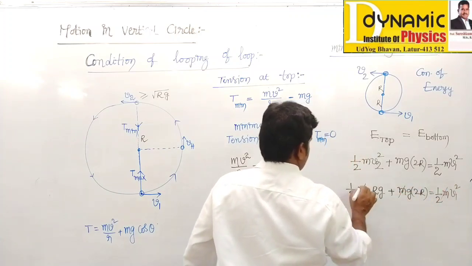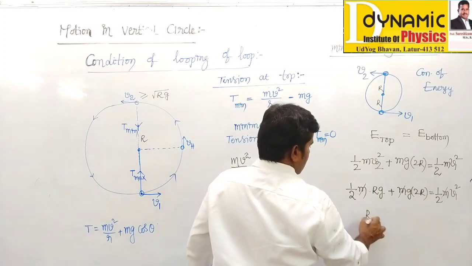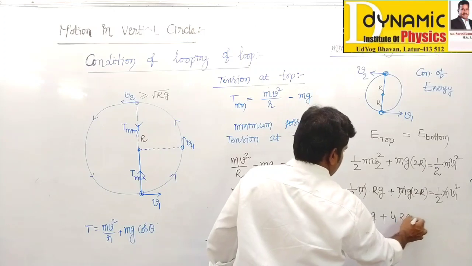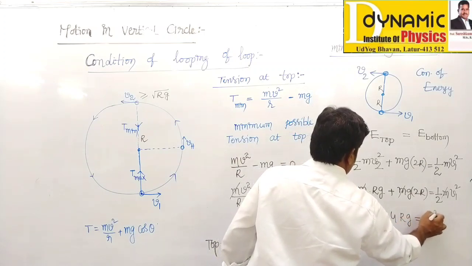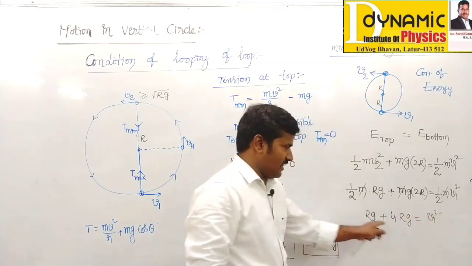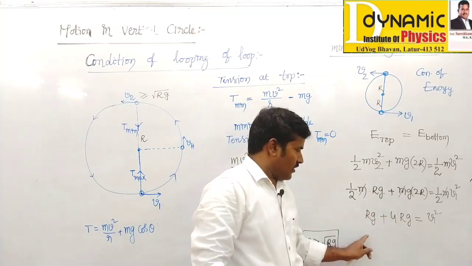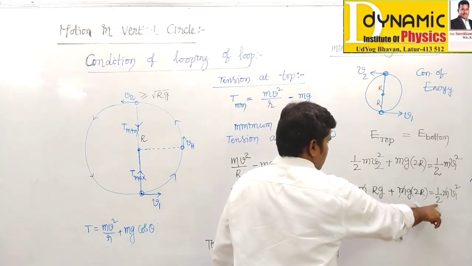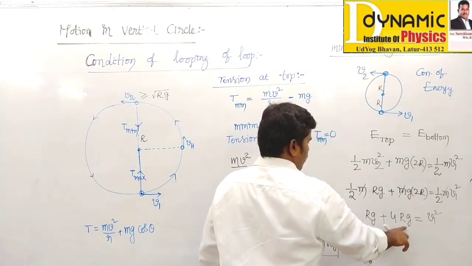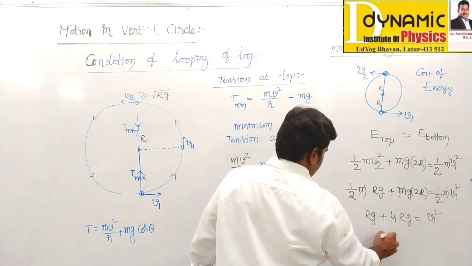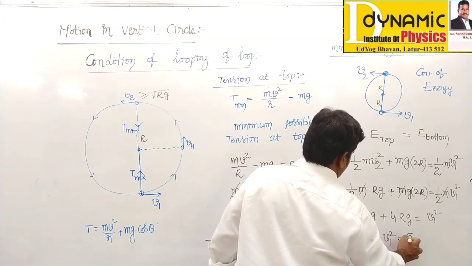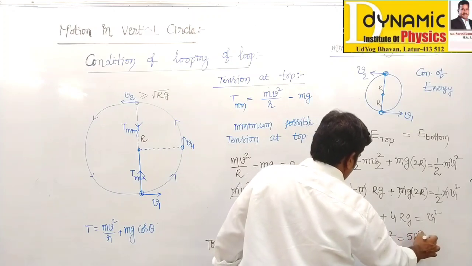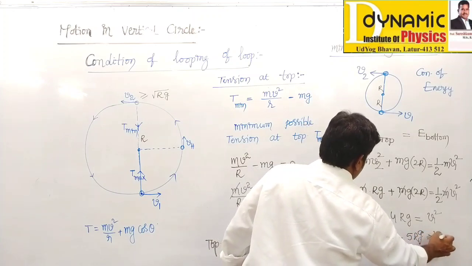After cancelling m, we have rg plus 2rg, which gives 4rg wait, multiplying by 2 the 2 is cancelled, so v1 square equals 5rg. Therefore v1 equals under root of 5rg.